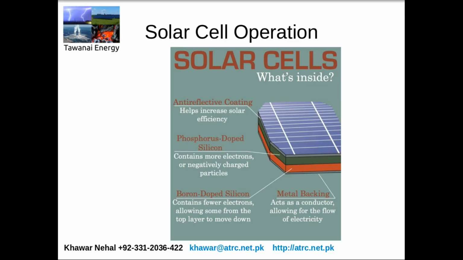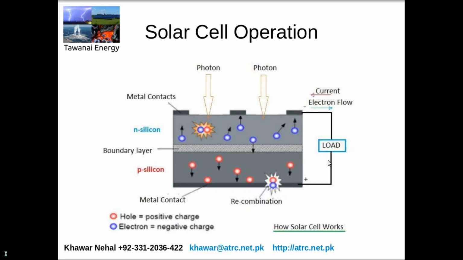The solar cells are made out of silicon, and they've got phosphorus doped silicon. That means there's a little bit of phosphorus in this layer, and this one is boron doped. That means there's a little bit of boron in this layer of silicon. And here's how they actually make electricity.